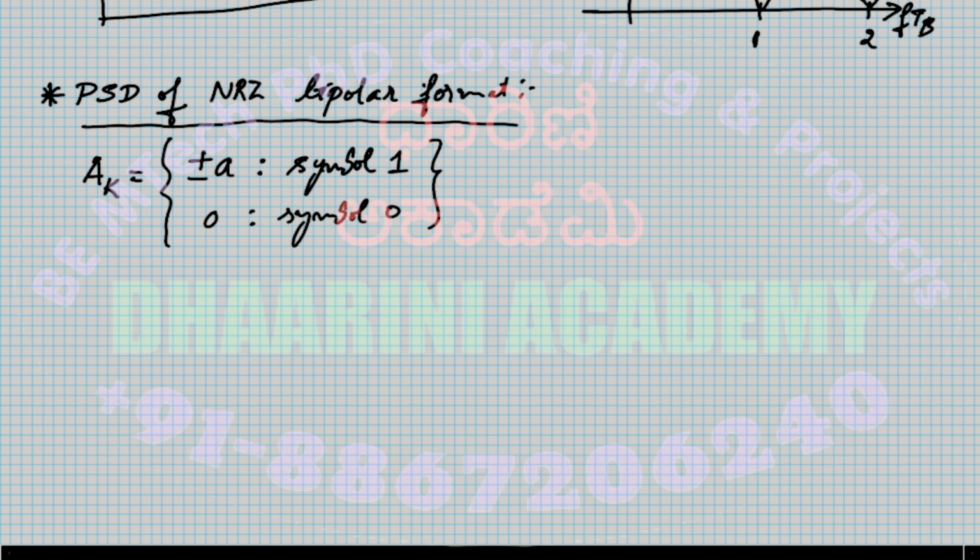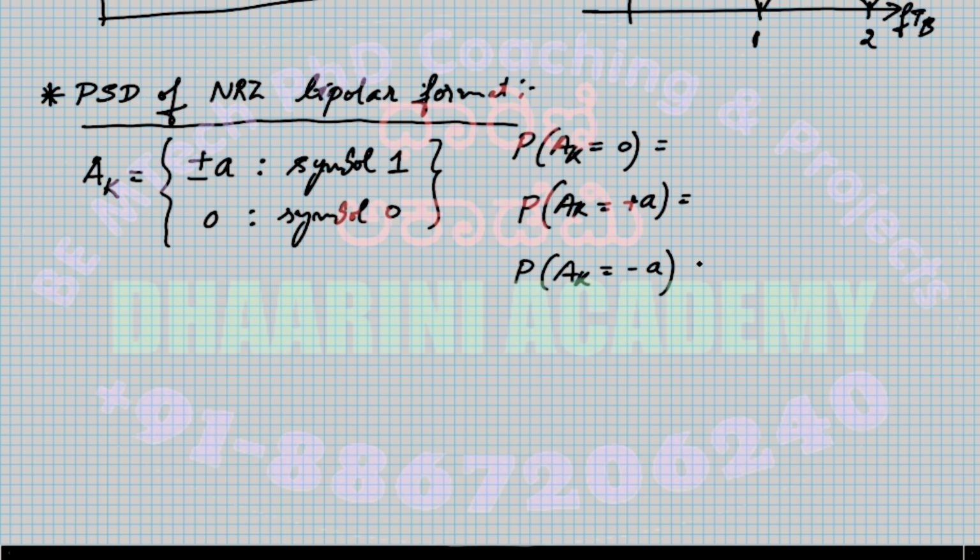Okay, now you tell me how do I write the probabilities, because I need the probability that AK becomes equal to 0. How much? I need to write the probability that AK becomes equal to plus A, because I have a different symbol for 1. Two consecutive ones will be different. That's why I need to write this also, AK equal to minus A. Can you try to answer this?